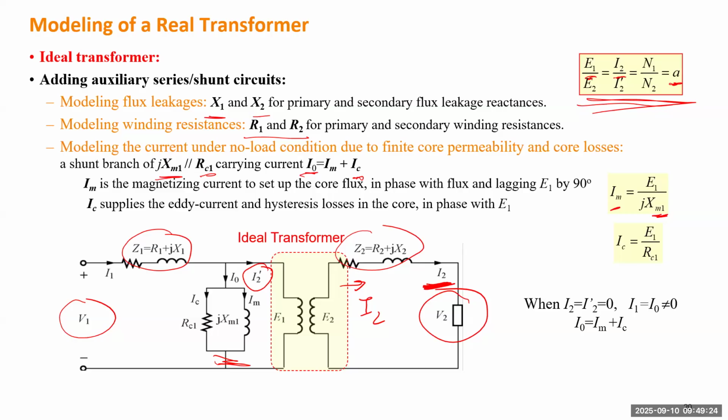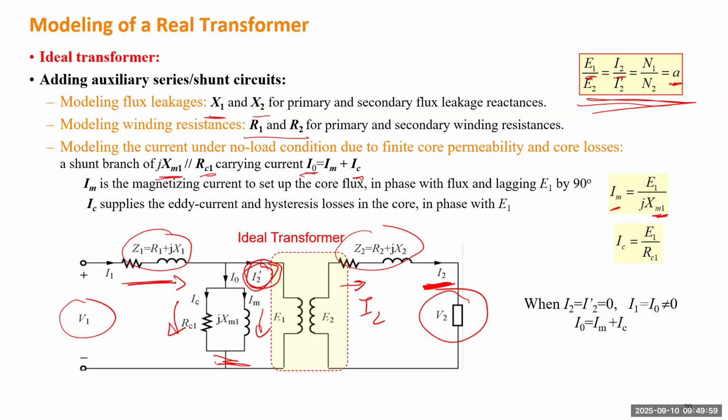So when the low side, the secondary side, is an open circuit, which means the current going to the ideal transformer is 0, all the current from the source will go into those two branches. So you can utilize this to measure the current going to those two shunt branches. So that is related to the open circuit test or short circuit test to estimate the parameters.